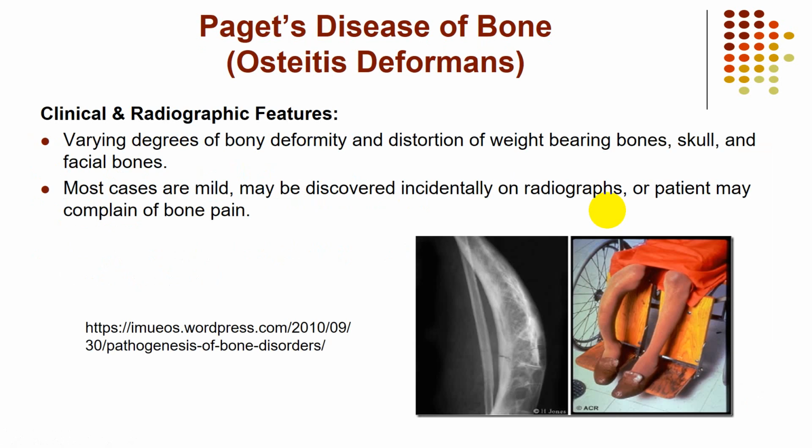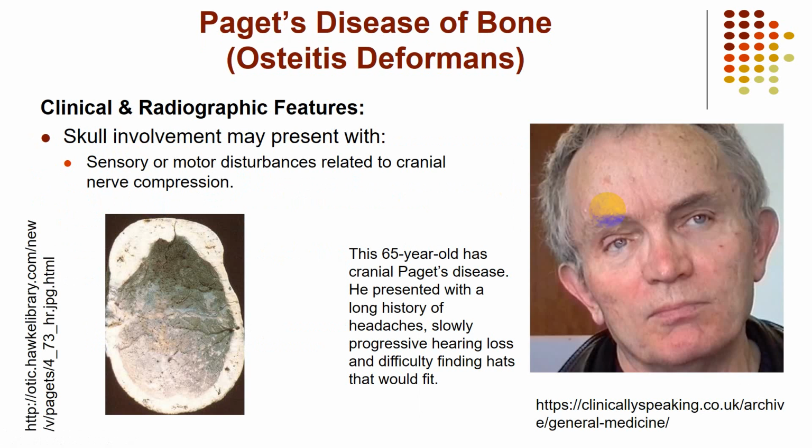Bowing of the bones. In this patient, he was mainly affected by Paget disease of bone mainly affecting his skull. So there was extensive thickening of the skull and compression on the nerves. He presented with a long-standing headache, slowly progressive hearing loss, and difficulty finding hats because of the enlargement of the skull in some areas.